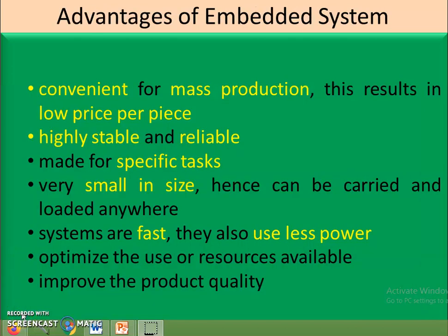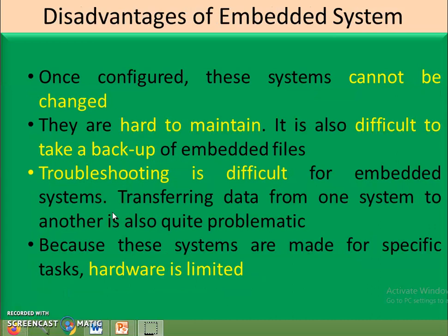Next topic, advantages of embedded system. Embedded systems are convenient, mass produced, low price per piece, highly stable, reliable, made for specific tasks, and very small in size. Systems are fast and also used widely. Next, disadvantages of embedded system. Once configured, this system cannot be changed, hard to maintain, difficult to take a backup, troubleshooting is difficult, and hardware is limited.